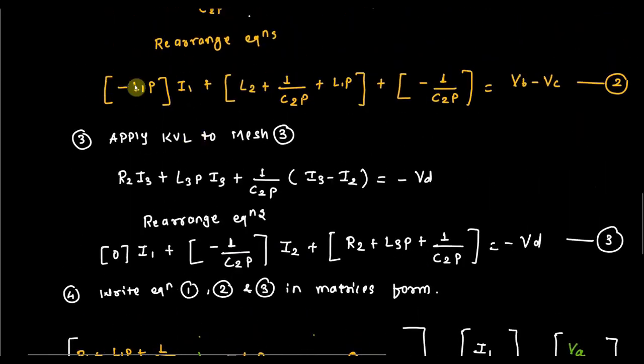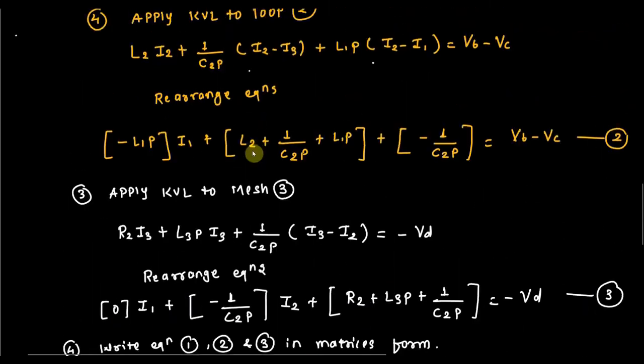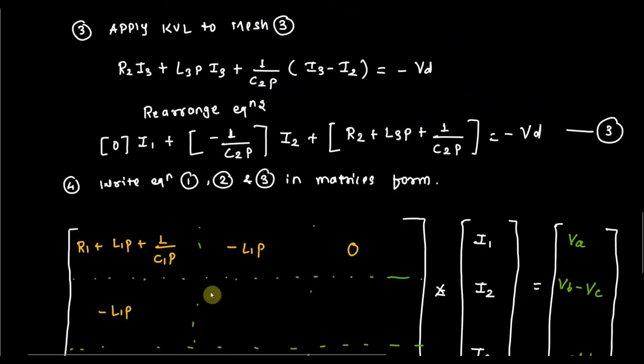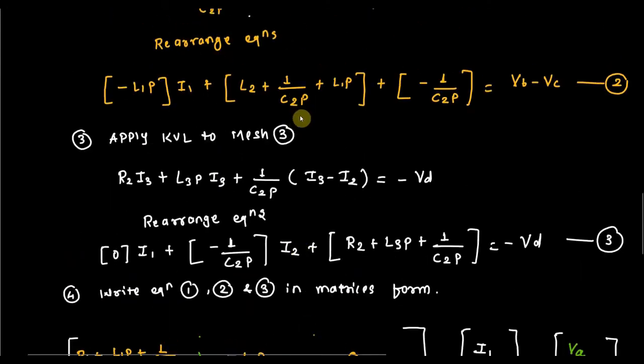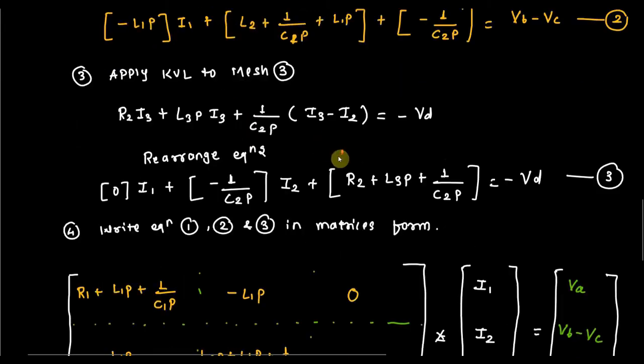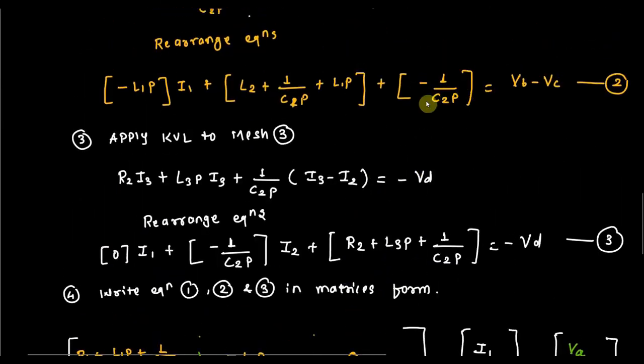Now the second equation. The second equation is this one. Minus L1P is the first term. The second term is L2P plus L1P plus 1 upon, okay, here it is 1 upon C1P. There is a change here, 1 upon C1P. And this term is minus 1 upon C2P. You can see the third term here, it is minus 1 upon C2P.